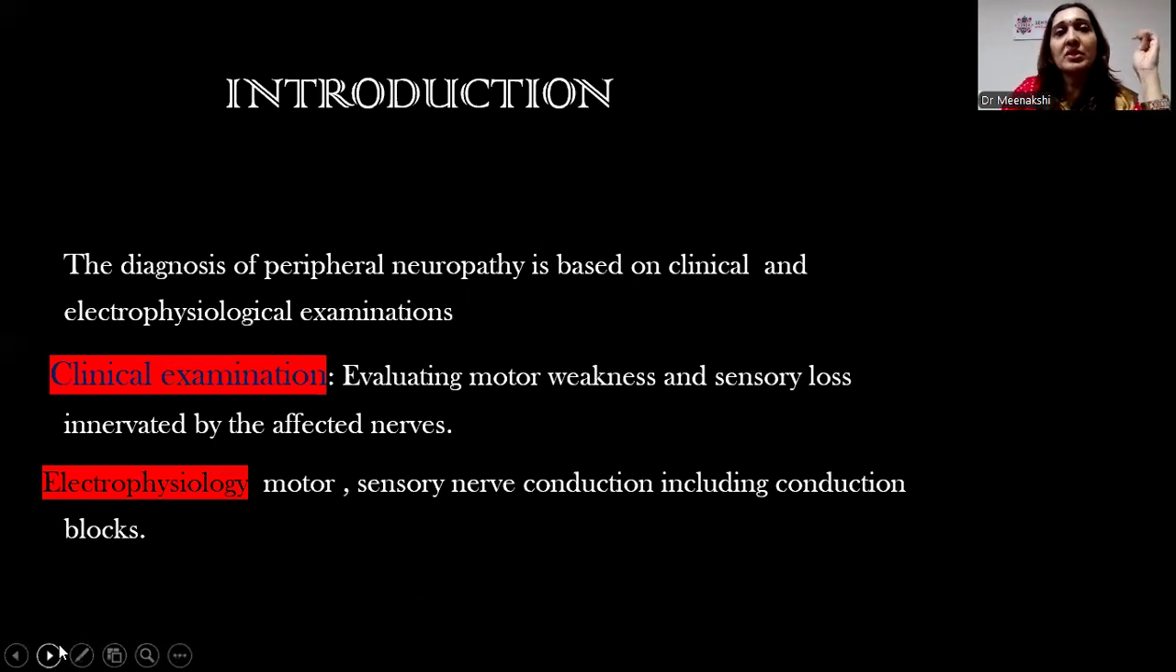The introduction. The diagnosis of peripheral neuropathy is based on clinical and electrophysiological examination as a neurologist. The clinical examination will include your evaluation of motor and sensory weakness. And electrophysiology, of course, is going to give you an idea of where exactly the pathology is, like whether there is involvement of motor or sensory nerves, or whether there are any conduction blocks. So it helps you to localize where the pathology is.